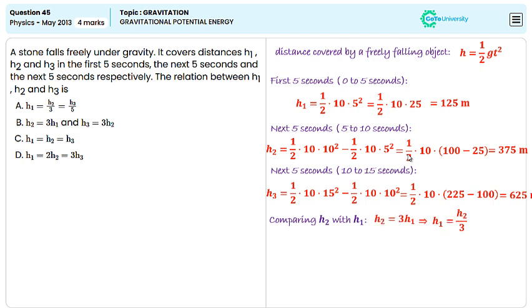Now let us compare h3 with h1. See, the value of h3 is 5 times that of h1. Therefore, we can write h1 as h3 by 5. Thus, the relation is h1 is equal to h2 by 3 is equal to h3 by 5, which is option A.